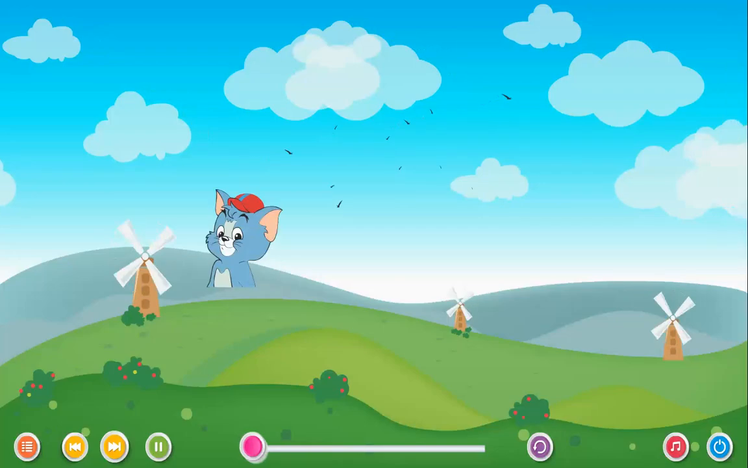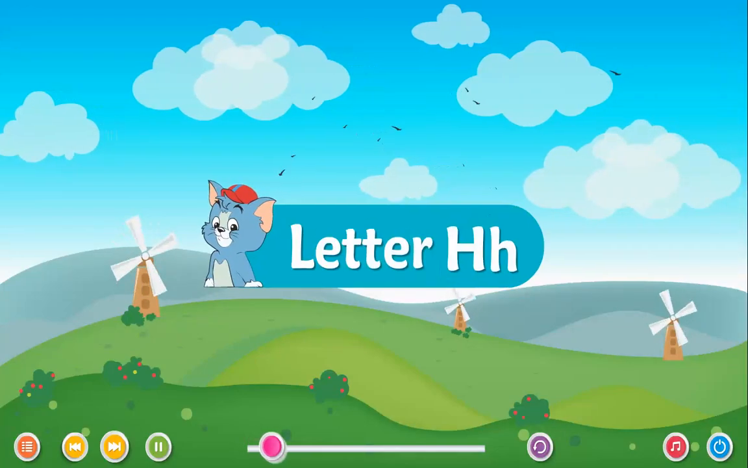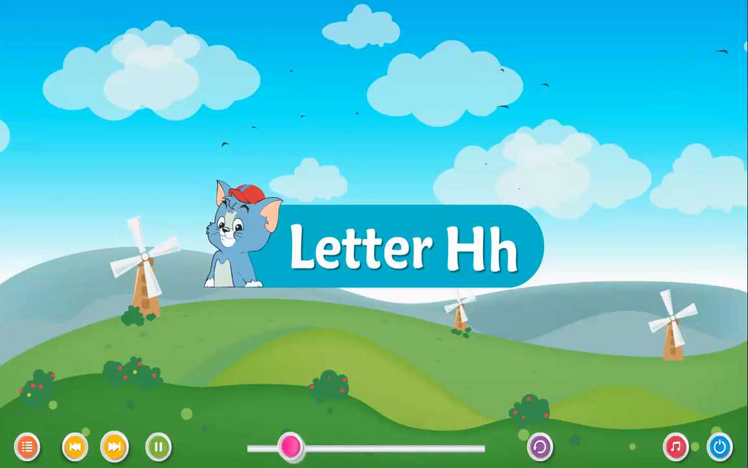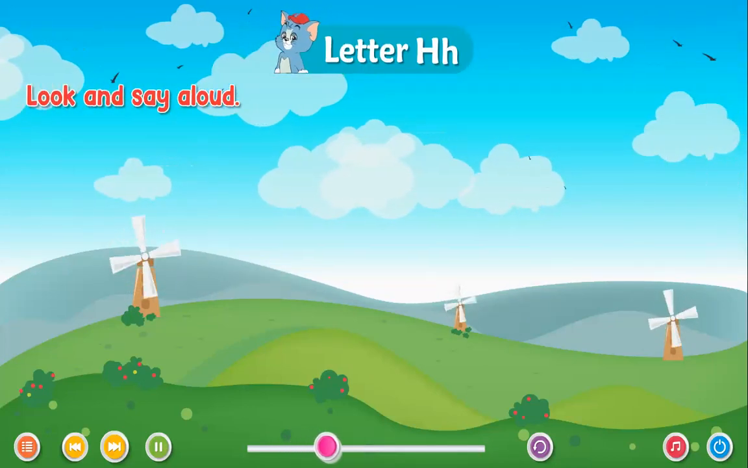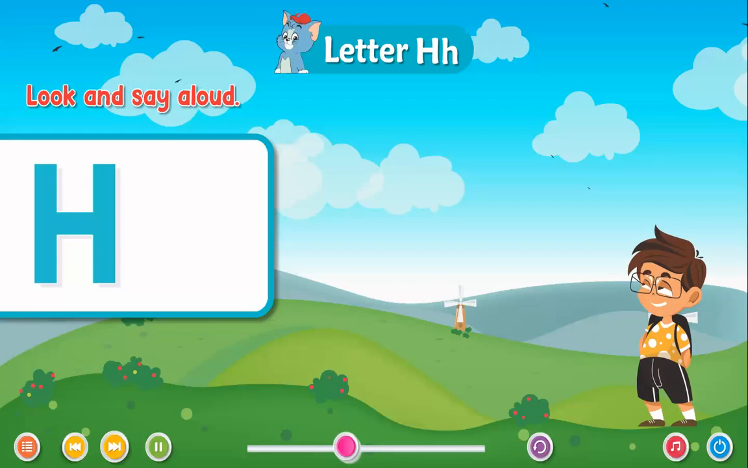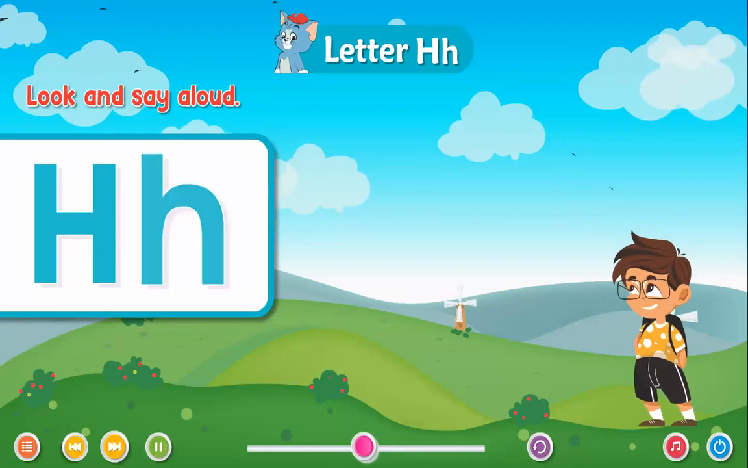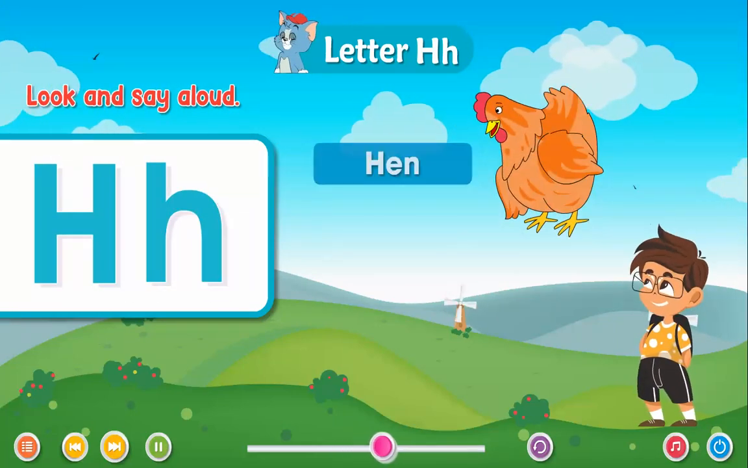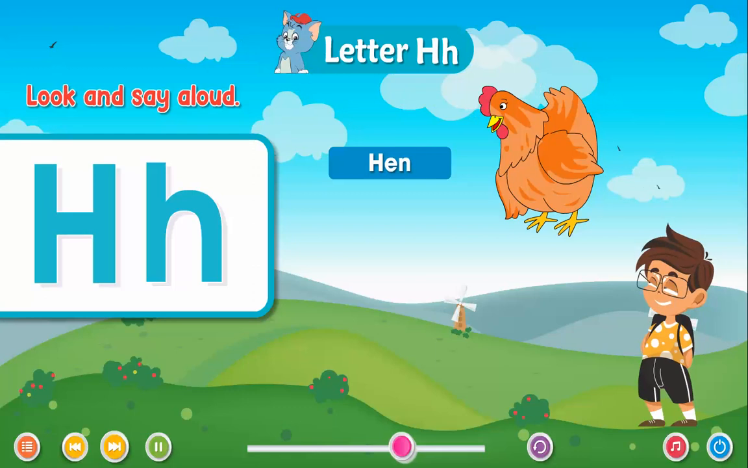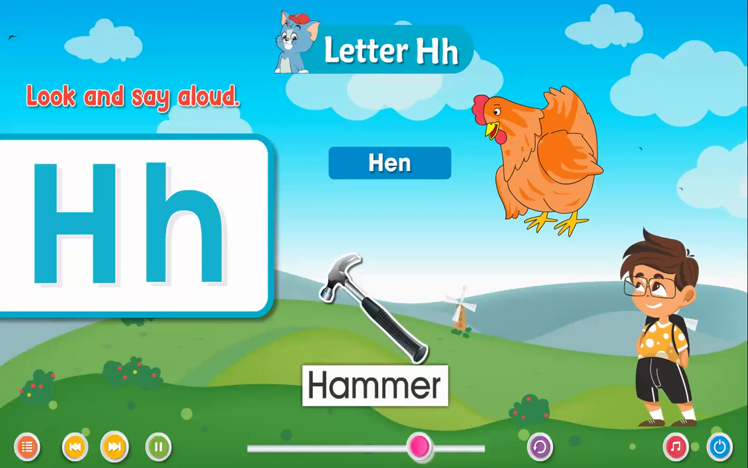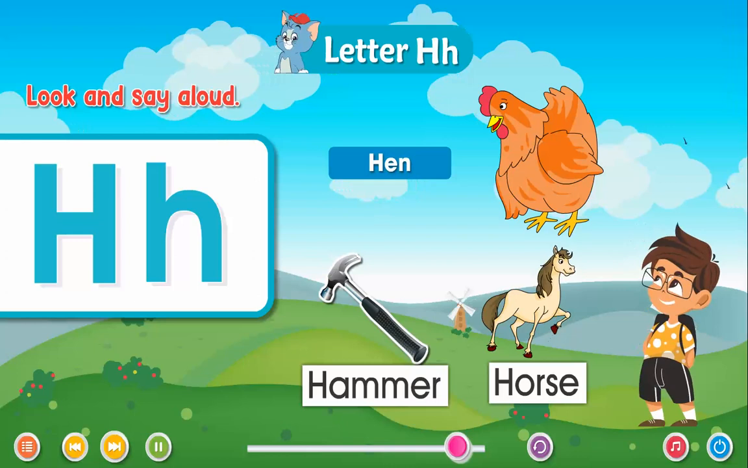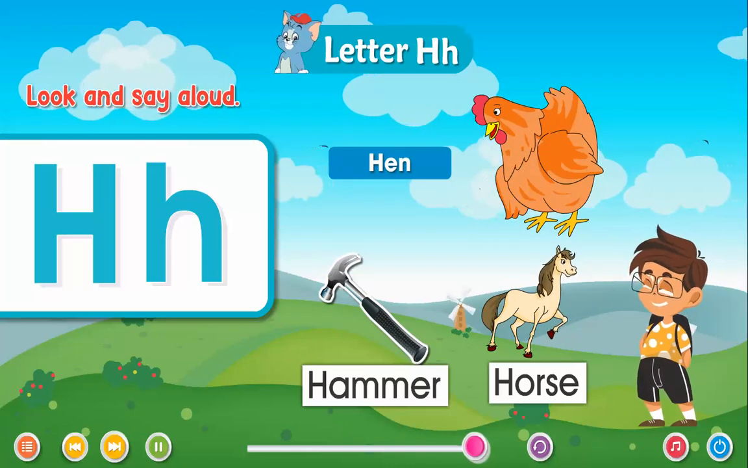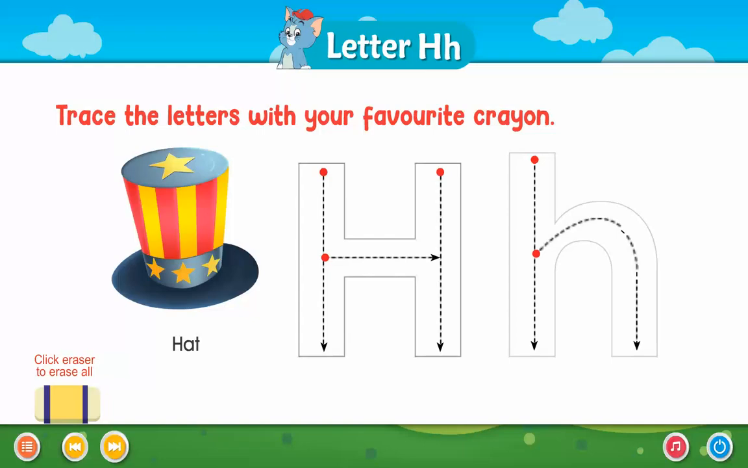Trace the letter capital H, small h. Look and say aloud. Letter capital H, small h. H for hen. H for hammer. H for horse. Trace the letter. Match the picture in the farm.